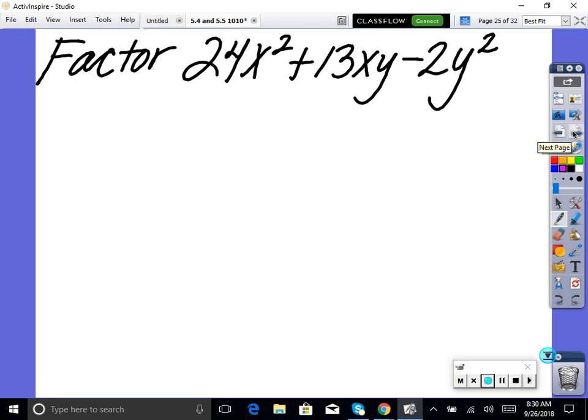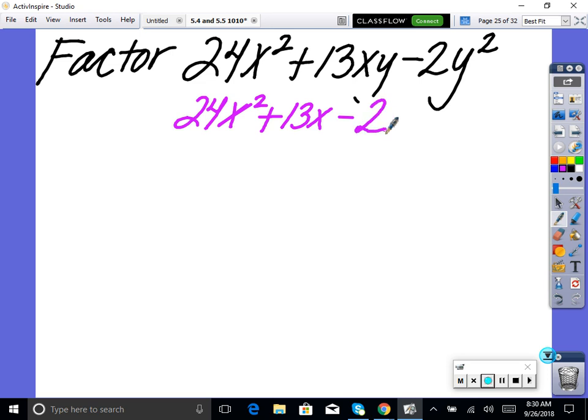So we have 24x squared plus 13xy minus 2y squared. Now it is quadratic. There is no greatest common factor. The only difference is there's now y's involved. So what you're going to do, everybody, is pretend like the y's are not there. You're going to go, okay, we have a 24x squared, we're going to keep the x's, so x squared plus 13x, and then minus 2. Pretend like the y's aren't there.